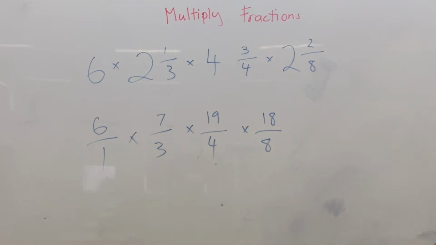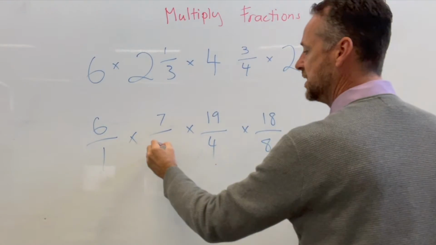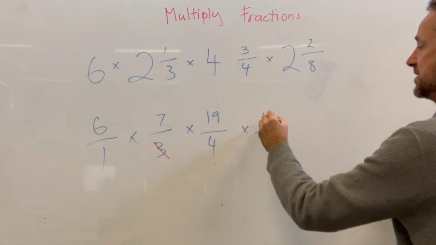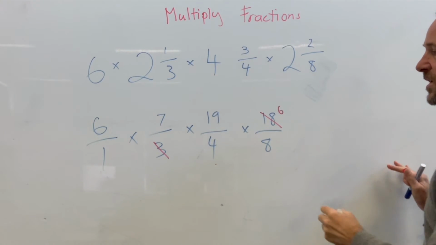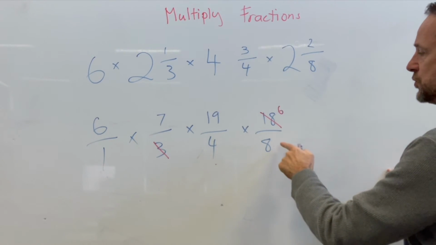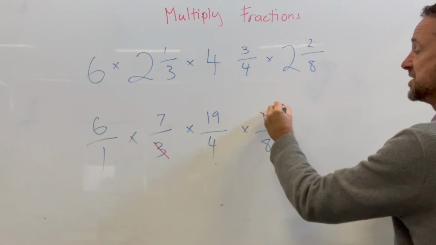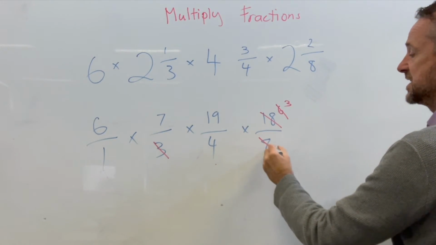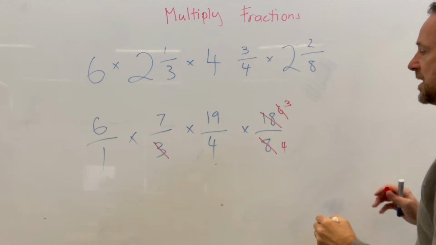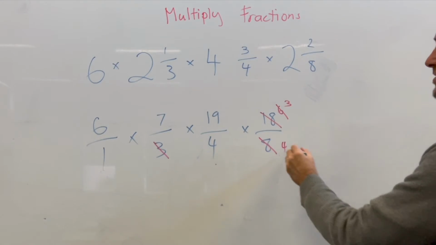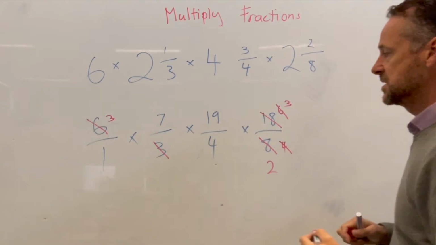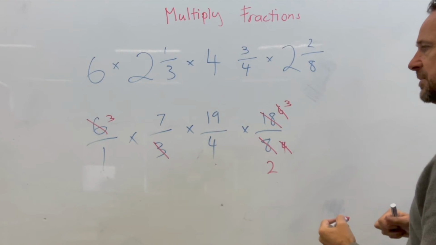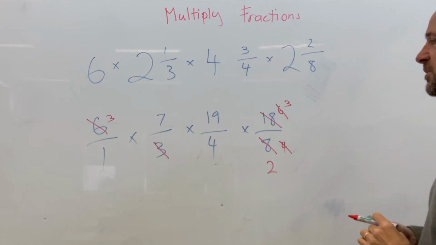Okay, so we can cancel some of these. So we can cancel the 3, and the 3 goes into 18 6 times. Okay, 2 goes into 6 3 times, and 2 goes into 8 4 times. 2 goes into 4 twice, and 2 goes into 6 3 times. Okay, and that's pretty much where we finish off there.